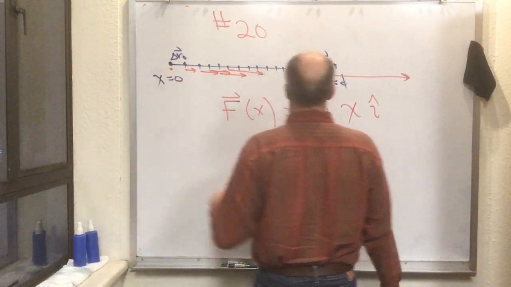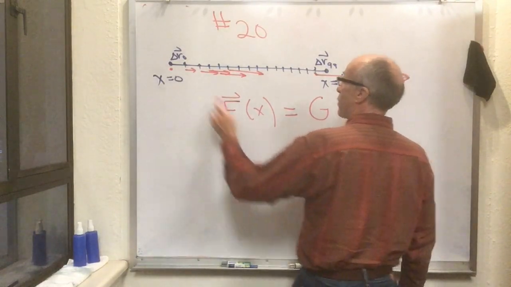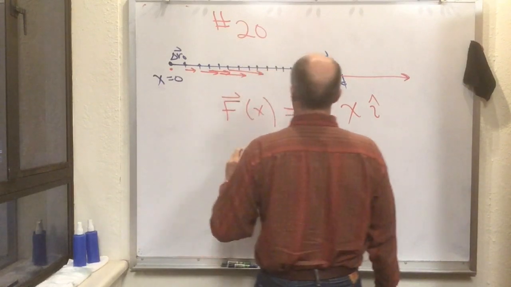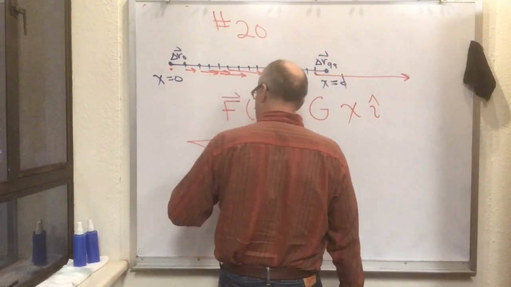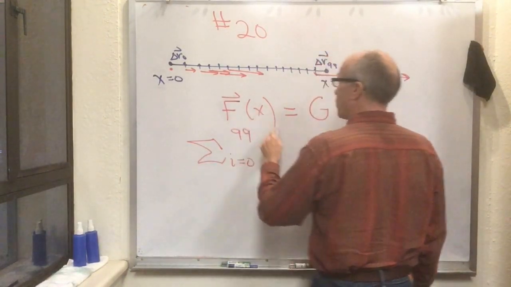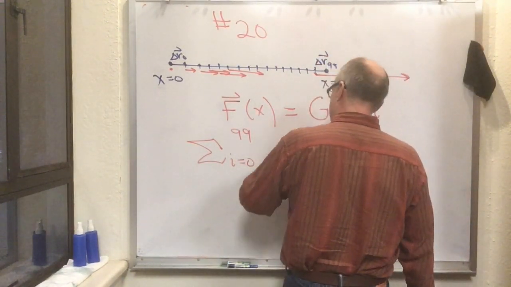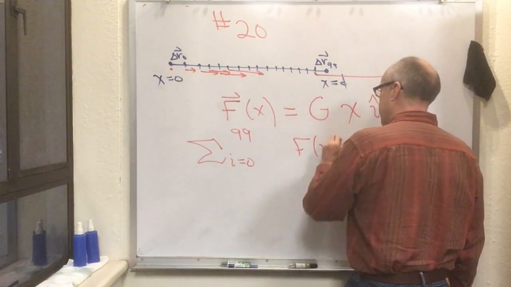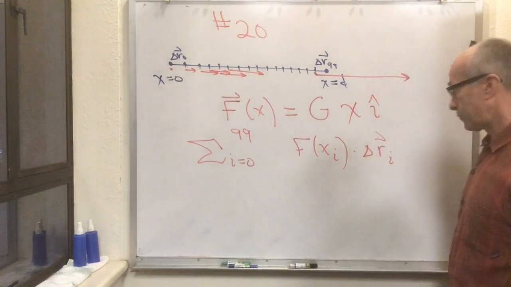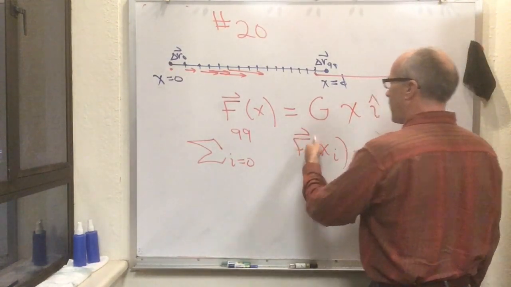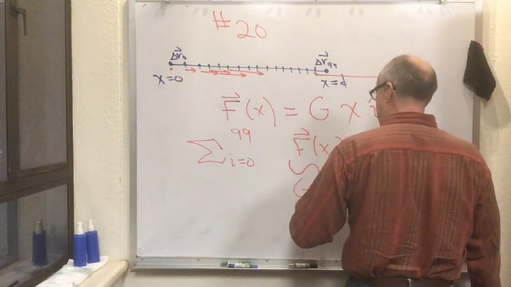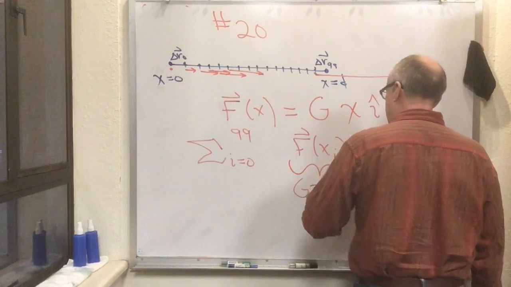Now we have to figure out how much work was done by this force as the particle went from x equals 0 to x equals d. Well, let's bust this up into 100 segments. Sum i equals 0 to 99 of whatever the force was at x sub i dot delta R sub i. Okay, the force at x sub i, we have this nice model of that there. That's G times x sub i times i hat.